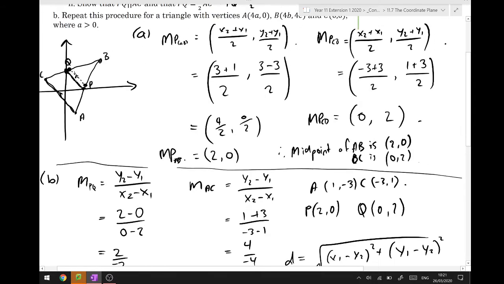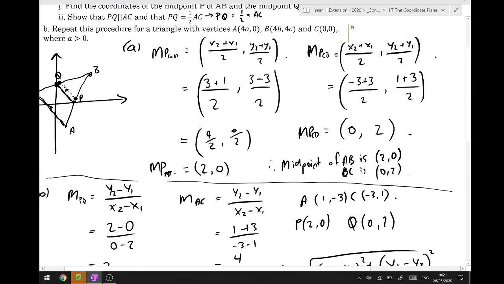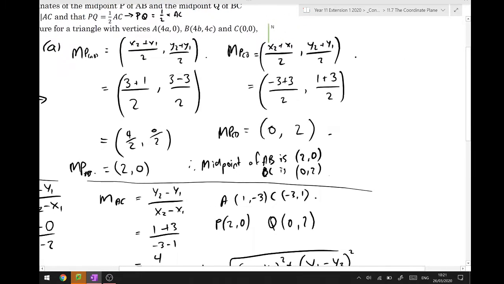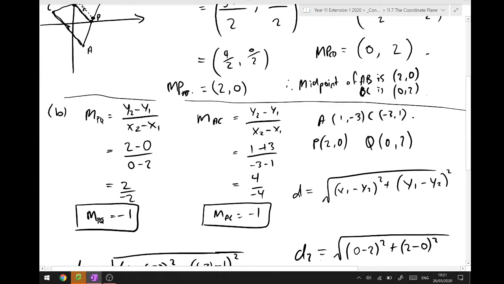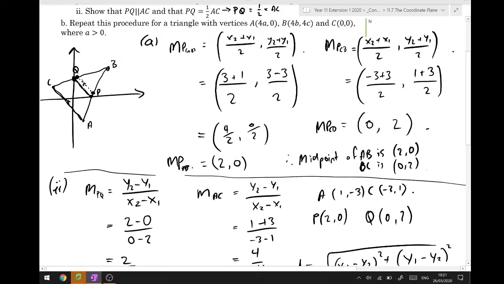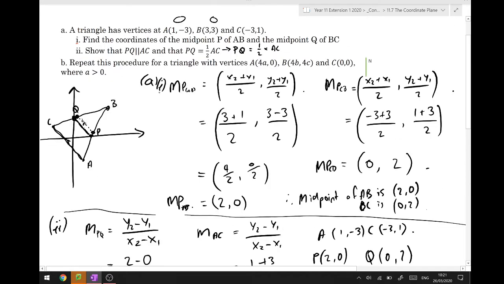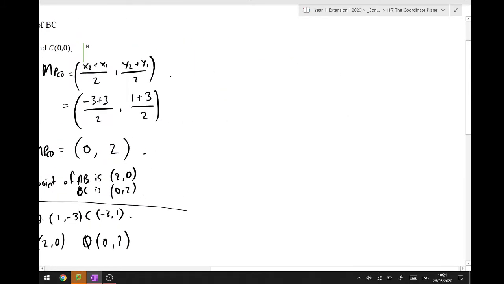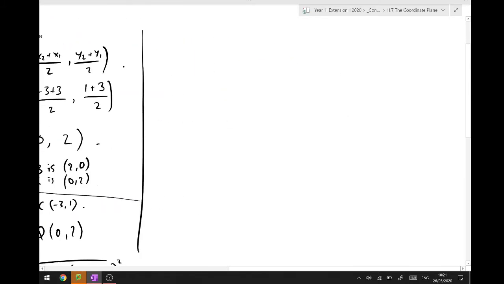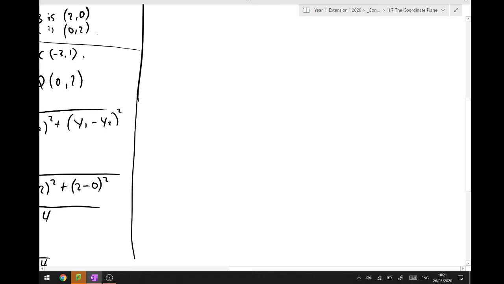It's a lot of working out for that question, and we haven't even actually started the extension bit. The extension bit is to repeat the procedure for a triangle with points 4A, 0, 4B, 4C, and 0, 0. So what I'm going to do is do that underneath. That's actually not part B, is it? That's just part I, and this is part A, I. So first things first, should I do it on the side? Yeah, I'll do it on the side so that we can see them next to each other.